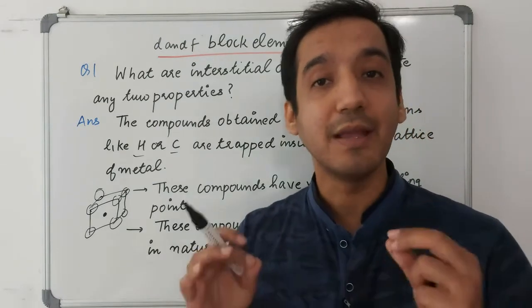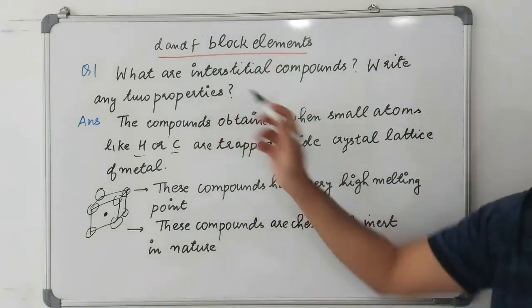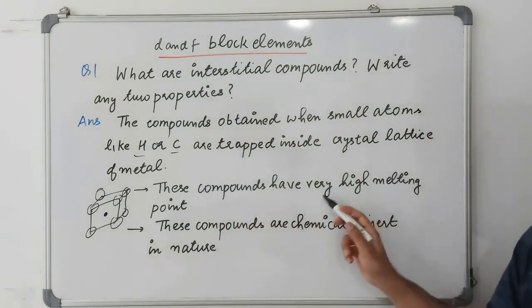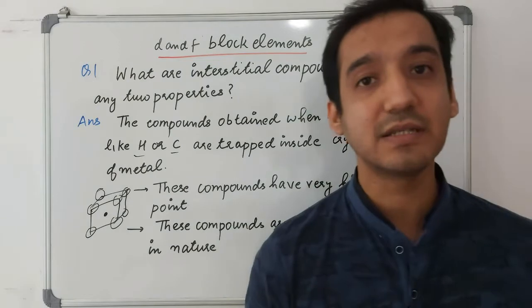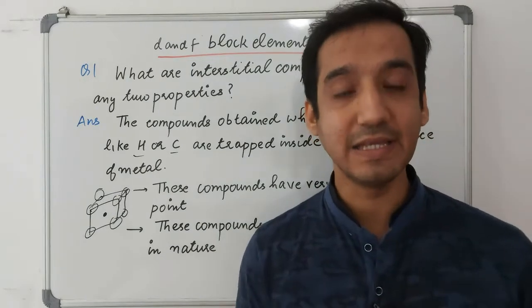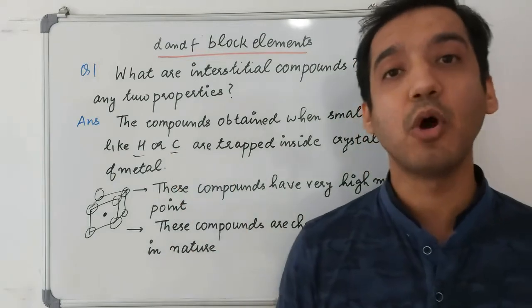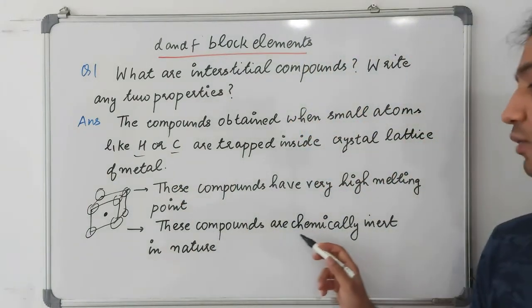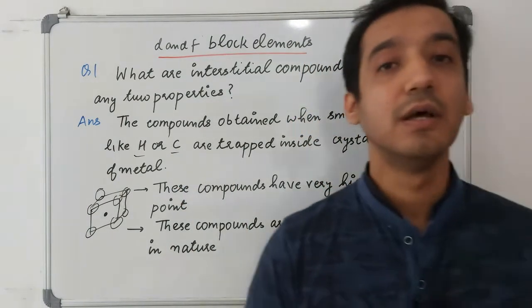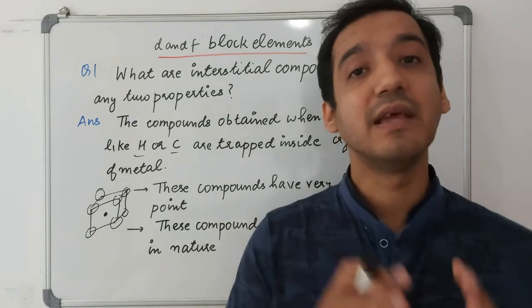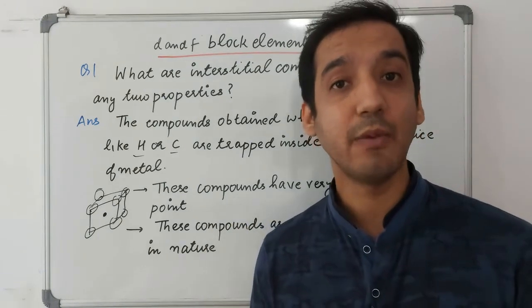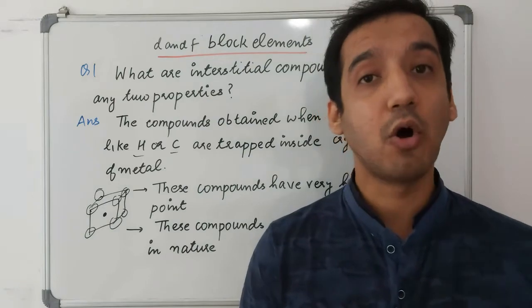If we talk about their important properties, two: these compounds have very high melting point. So these compounds cannot be melted easily as compared to the metal. When you add these atoms, their melting point will increase, and these compounds are chemically inert in nature. Because they are very stable, they do not react with any other element, and they are called inert.